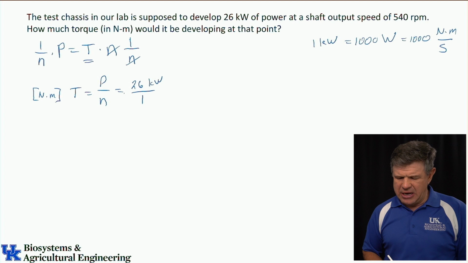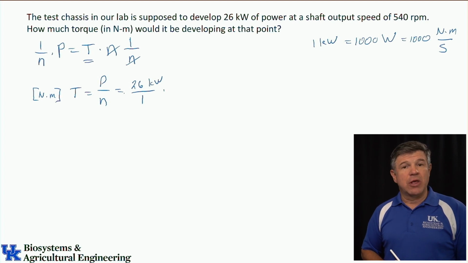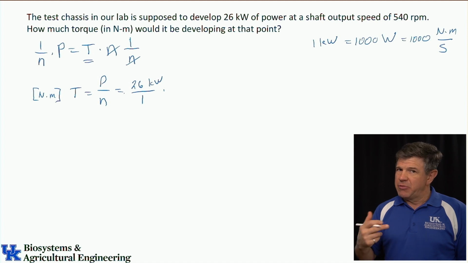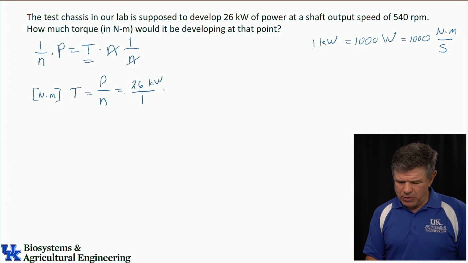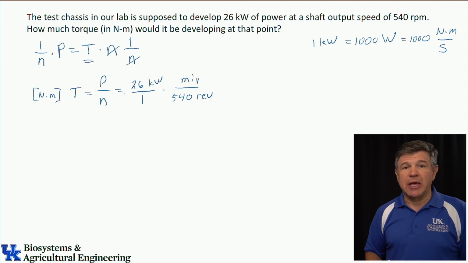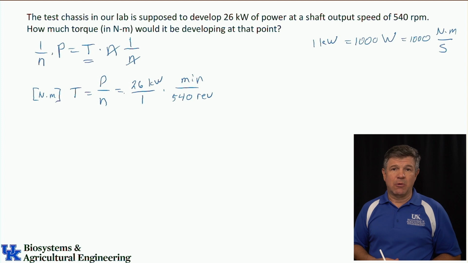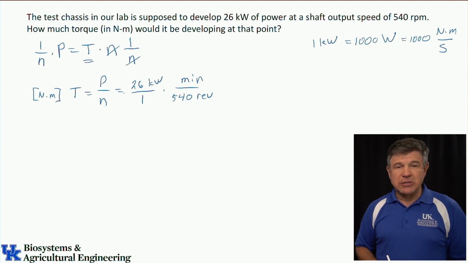Okay, and my speed is 540 RPM. And if you remember, RPM is a revolution per minute. This one has to go in the denominator. The n is in the bottom. So we put 540 in the bottom, and that's the revolutions per minute. And the per minute then will end up in the numerator of that equation. So that's my equation, 540.